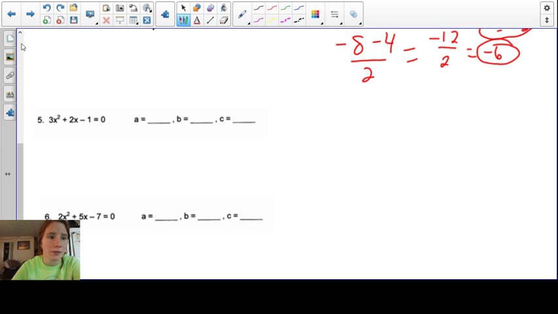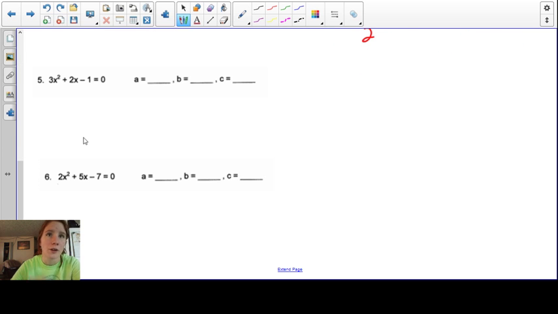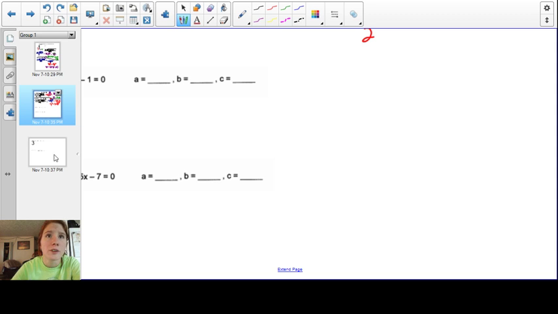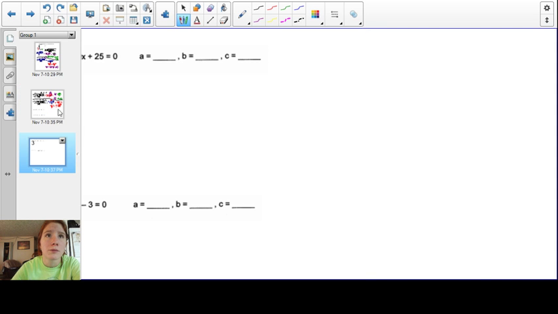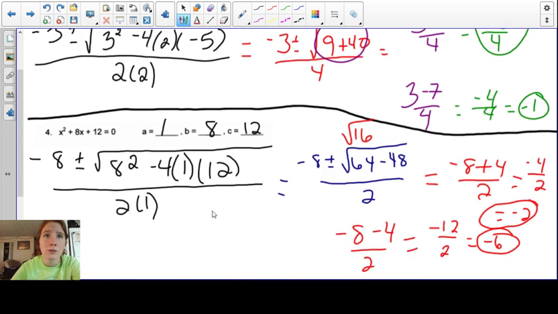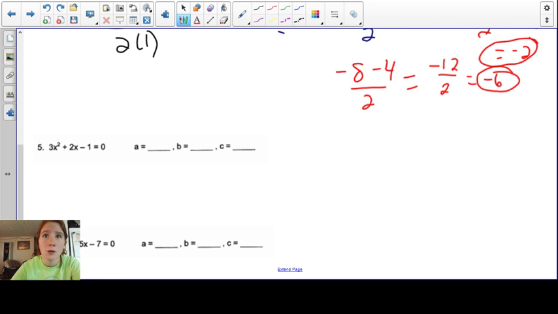Remember, if you don't have enough room, you can always go on an extra piece of paper for your work. I think I only have 2 on this next page. Yep. Okay. All right, let's finish these last 2. Let's keep working.